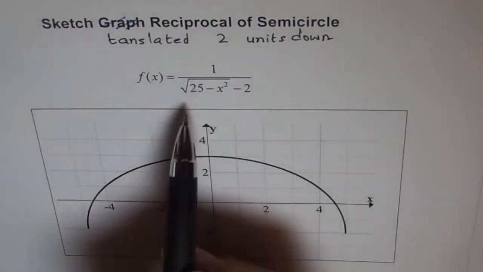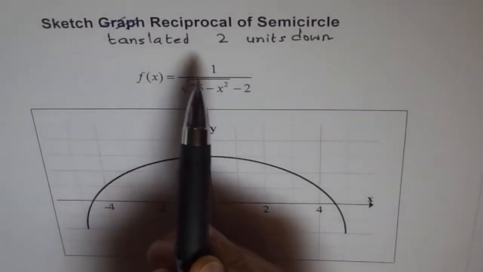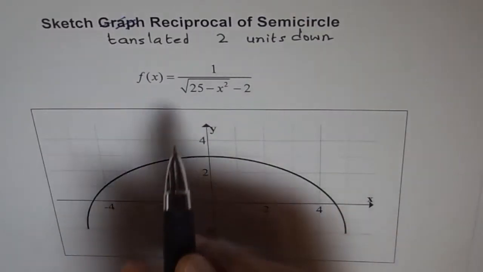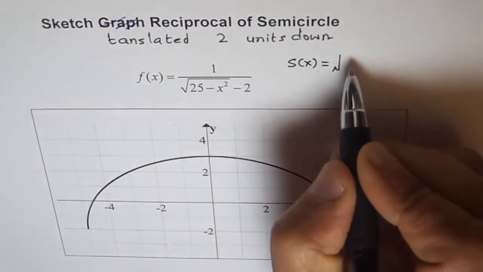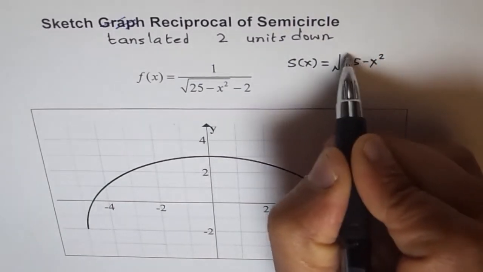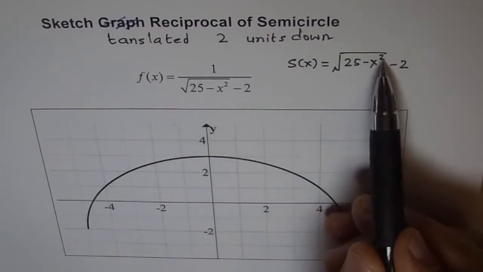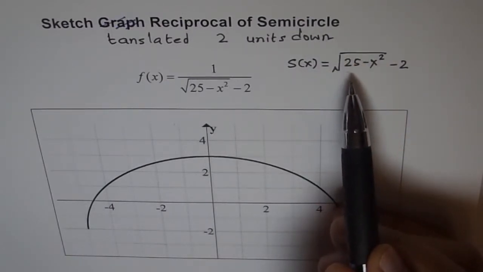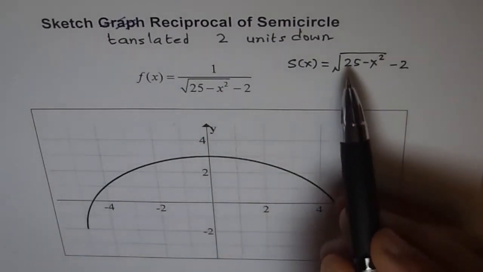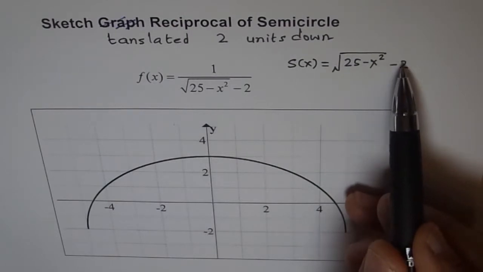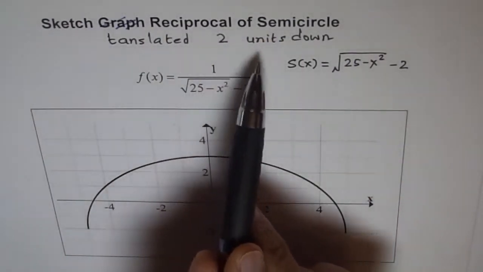f of x is equal to 1 over square root of 25 minus x square, minus 2. So let's look into the function which is in the denominator, correct? Let's call this s of x. So s of x is equal to square root of 25 minus x square minus 2. Well, 25 minus x square is the equation of a semicircle. You can look into my video where we've sketched a graph of the square root of 25 minus x square. And this function, which is a semicircle, has been translated 2 units down. So minus 2, right? So it's sketch reciprocal of semicircle translated 2 units down.